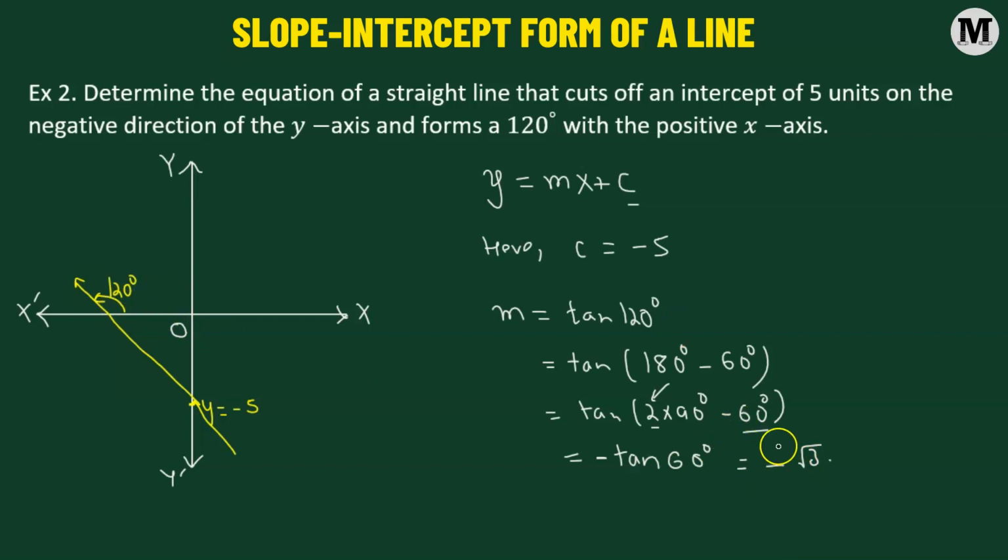So now we can substitute all these values back into our standard equation, the slope-intercept form, to get y equals -√3 times x plus the y-intercept, which is -5. So this is going to be the required equation of the straight line. Let's go to the next problem.